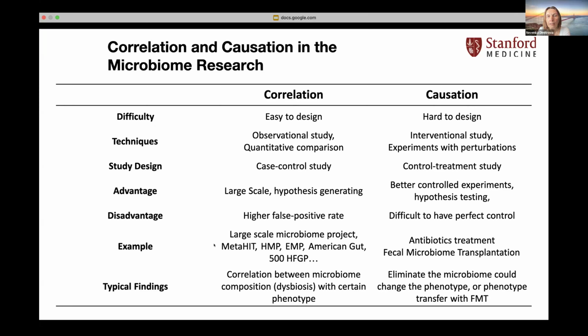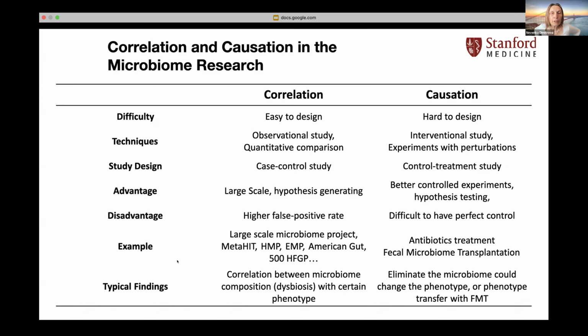And then examples, there are many microbiome projects. So in addition to the data in this study, you are also welcome to dive into some other data on your own. And the typical findings are the correlation between, say, microbiome composition, so some kind of an imbalance, some kind of dysbiosis with a certain phenotype.